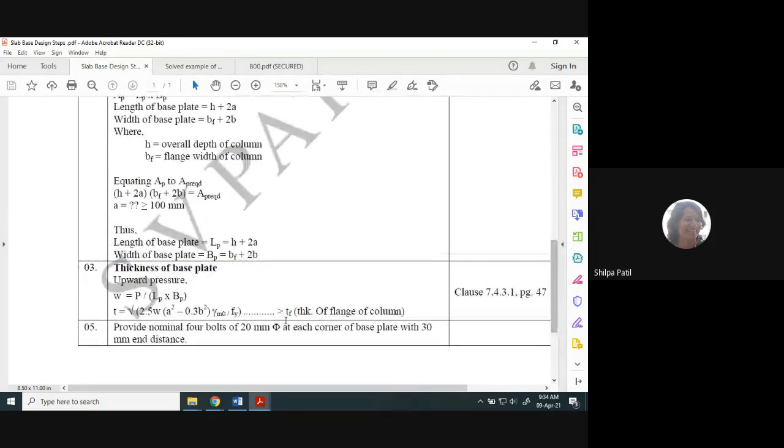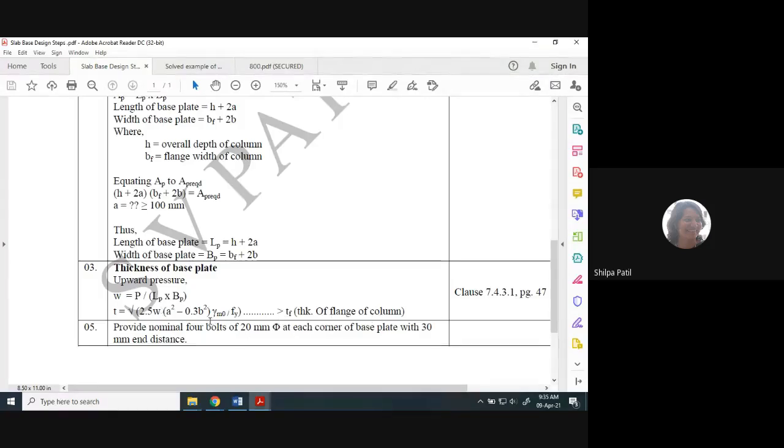Pressure w is equal to the load acting on the column divided by the area of the base plate. It is very simple: load upon area will give me stress. The same concept here. So the upward pressure acting on the base plate is equal to load upon area of the base plate. With this, we calculate w. a and b we have assumed equal, and we have already calculated them in the second step. So we put these values of a and b. Gamma M0 and fy are already known to us. So putting all these values, we calculate the thickness of the slab base, Ts, and it should be at least Tf, the thickness of the flange of the column.